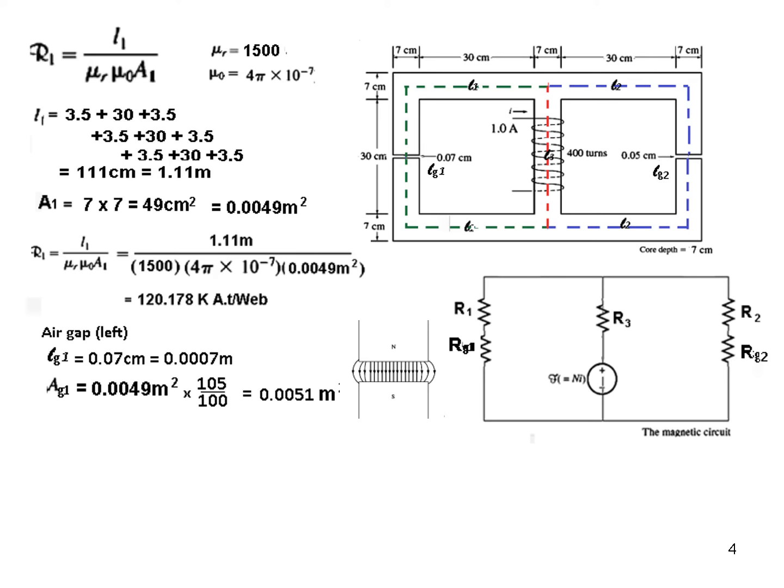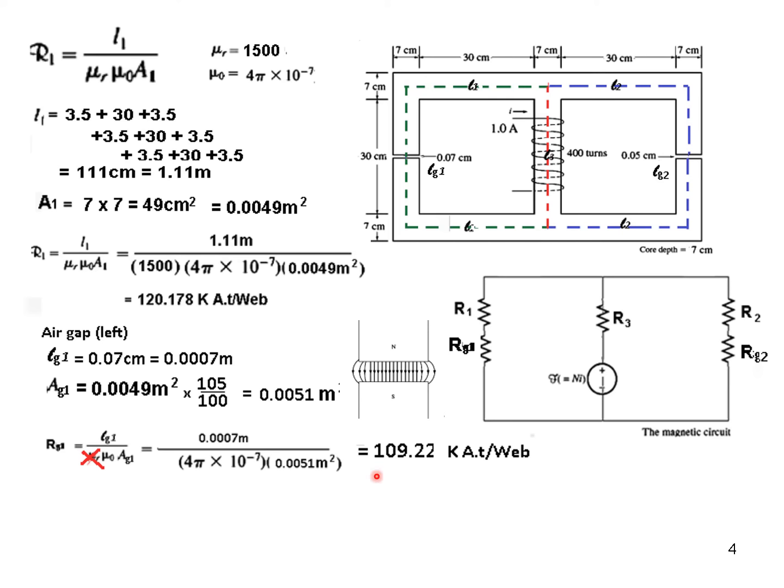And now with these two we can find the reluctance of the air gap. Remember, since there is no metal, the mu r we cut, and we simply use mu naught and the area. So this is the reluctance of the air gap.